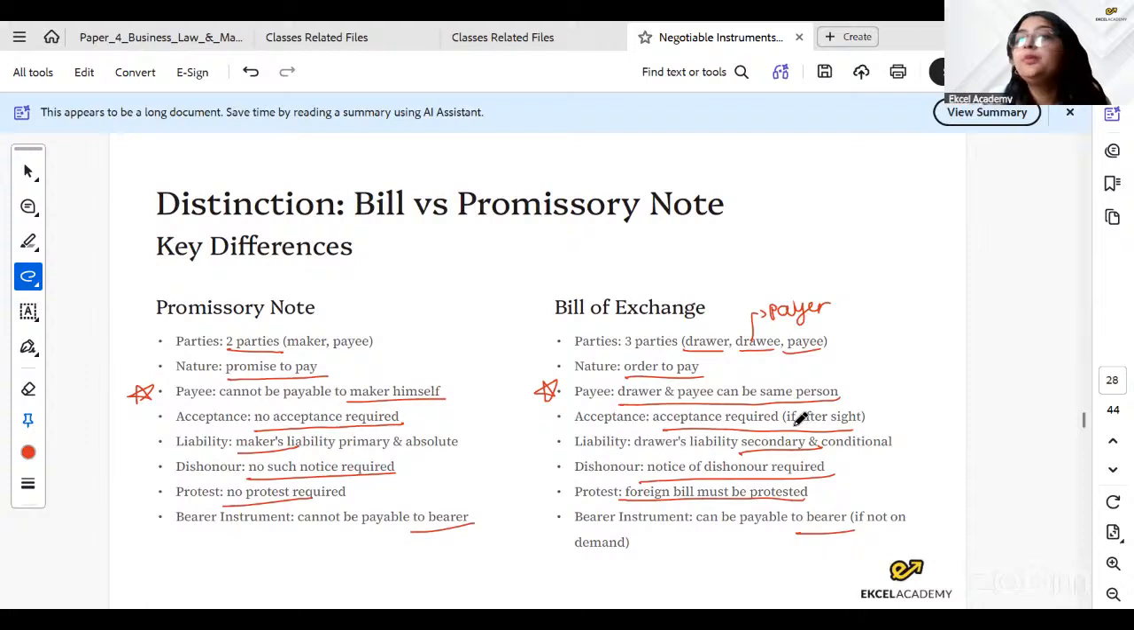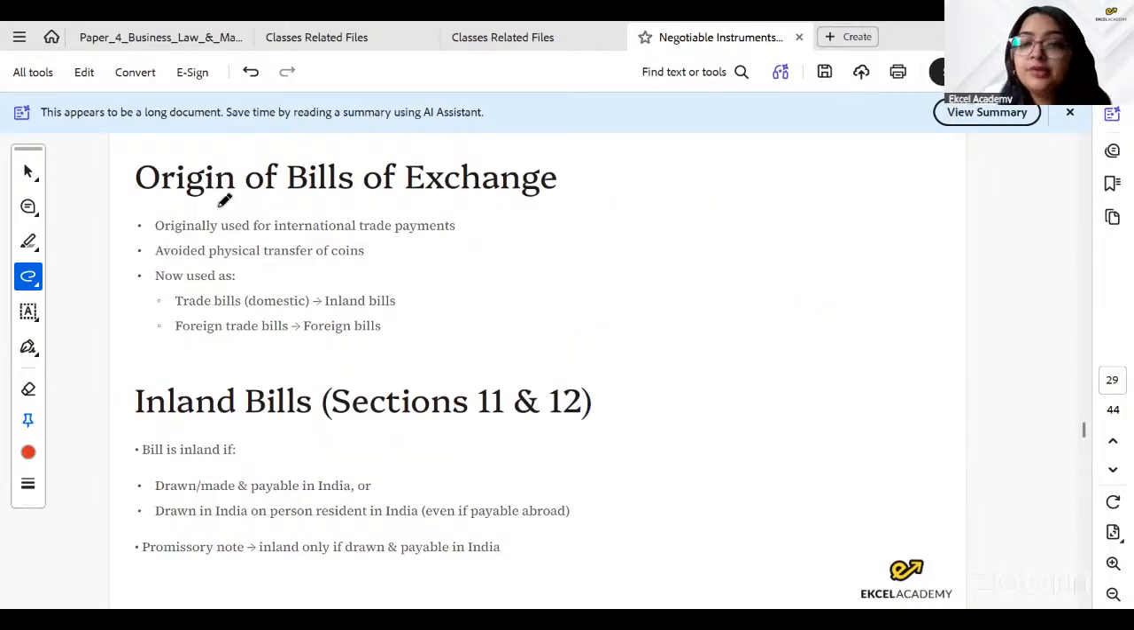All right, so I hope you have been able to differentiate and understand the differences between your promissory note and bill of exchange. If you have understood the meaning, then identifying the differences between the two becomes very easy. All right. Next, origin of bill of exchange.